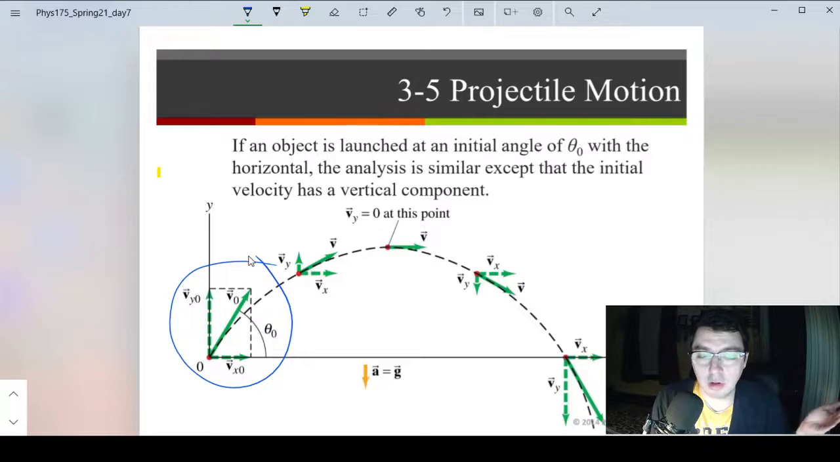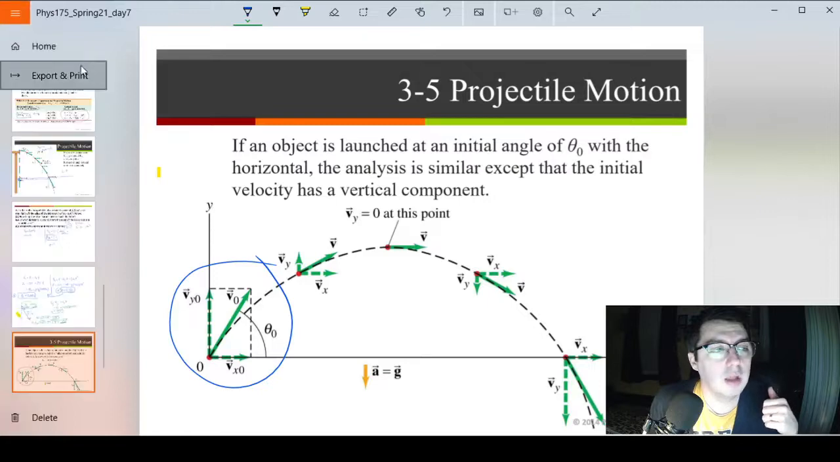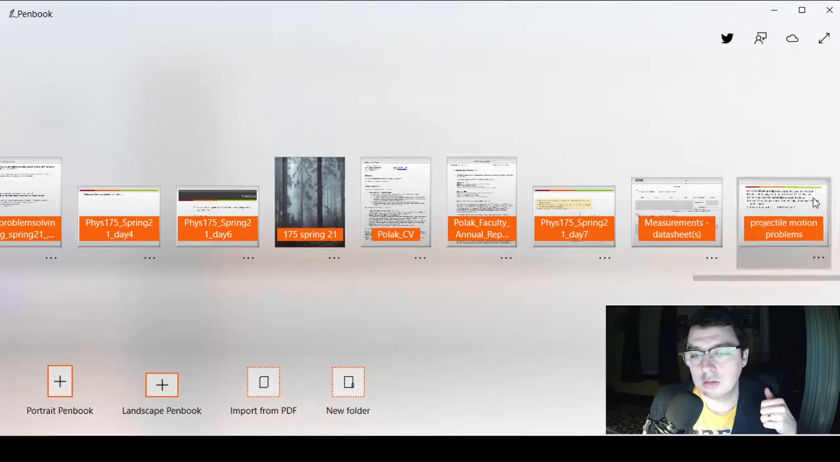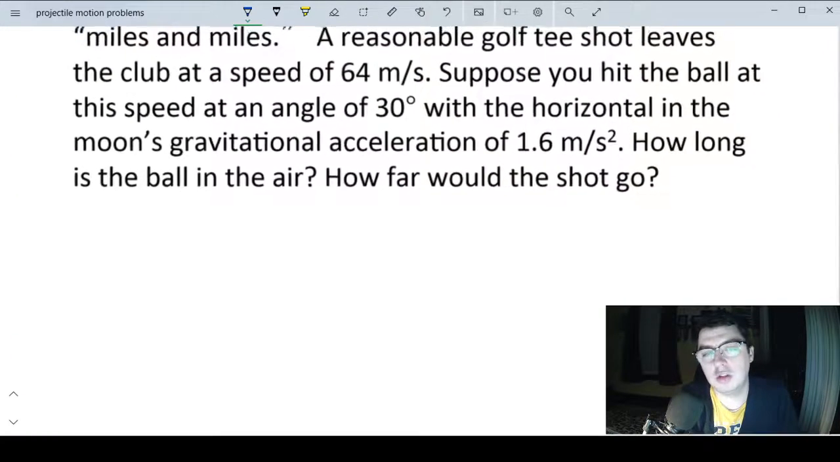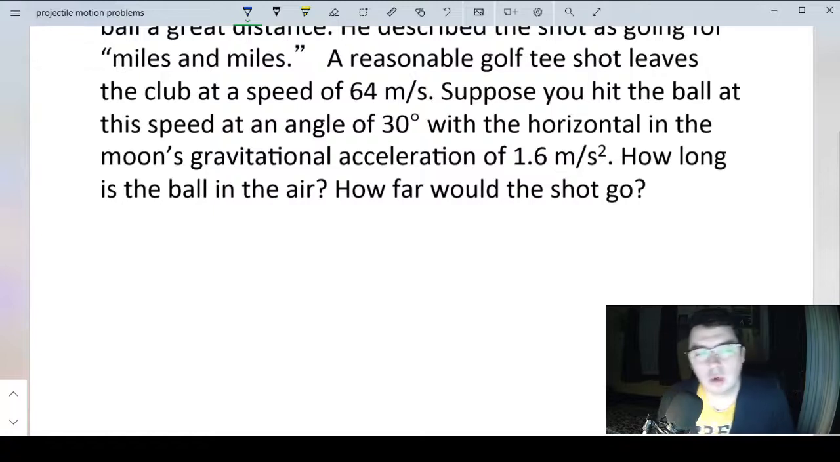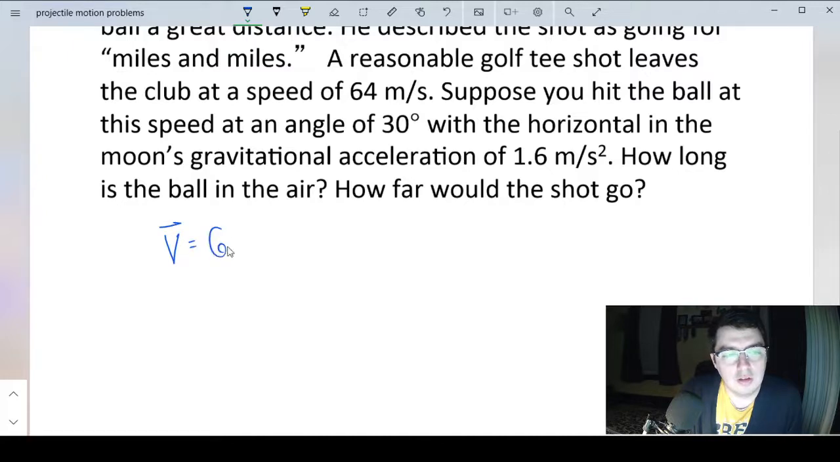Using what we're told in the problem, same formulas we've already had, but a new situation. So let's work it and see what we get. Let's jot down what we're told before we go onto a new page to work this problem. We are told that the velocity is 64 meters per second at 30 degrees above the horizontal.